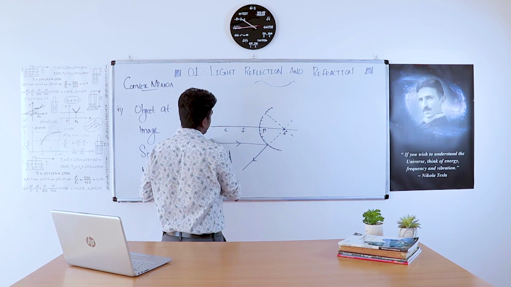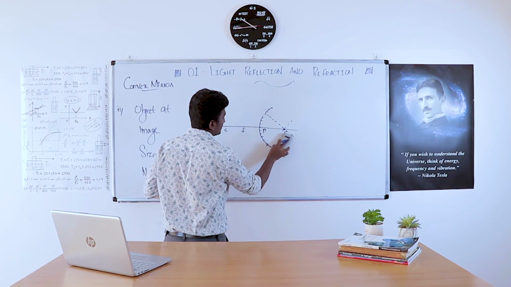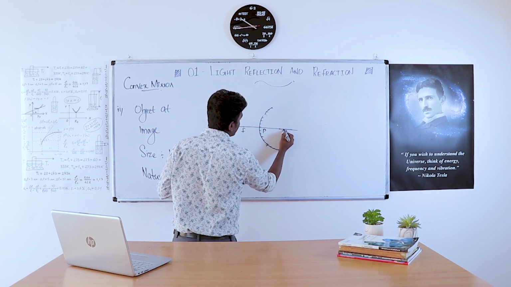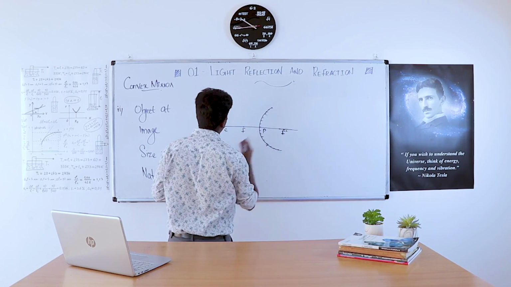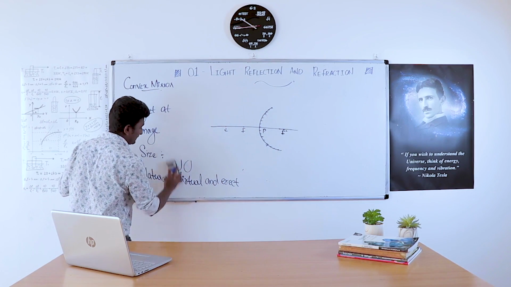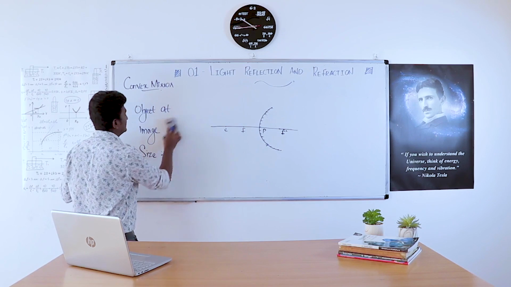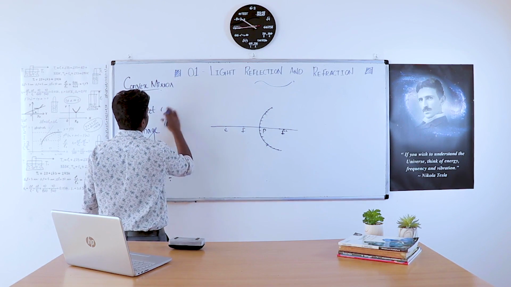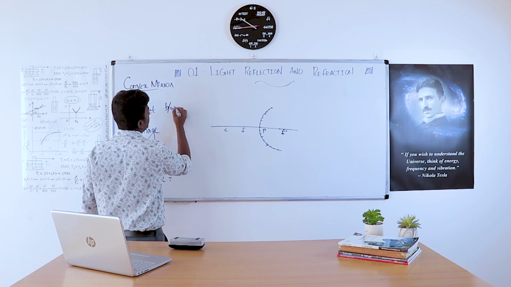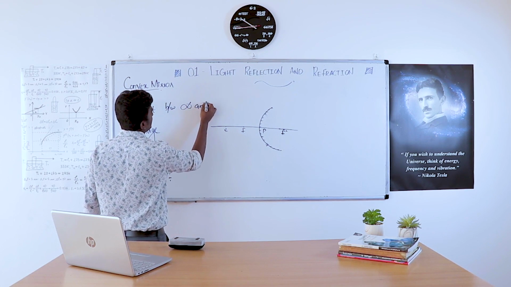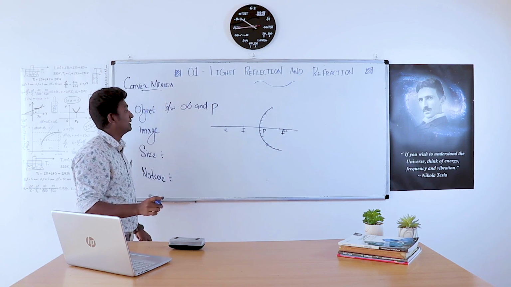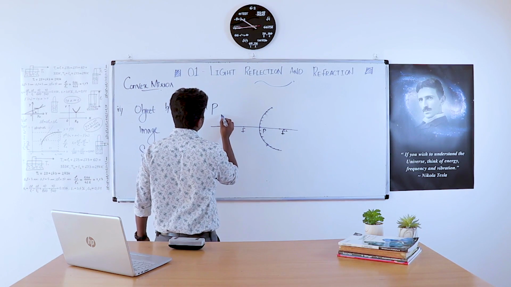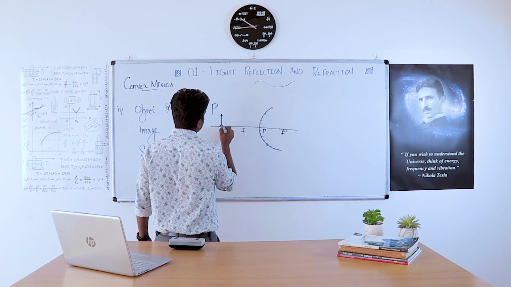So I am using the same figure, just rubbing out only the rays. In the last case, we can place the object anywhere between infinity and pole. Between infinity and pole, anywhere we can place the object. So I am placing the object here. This is our object.